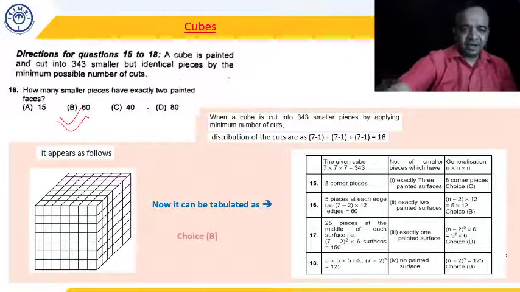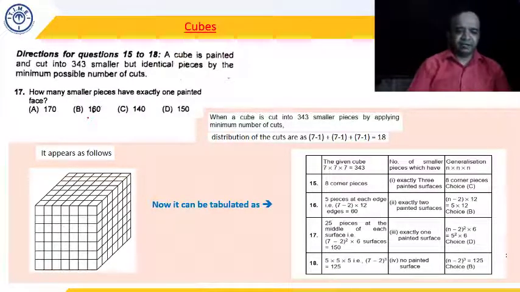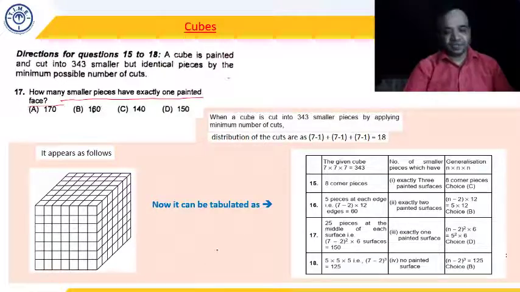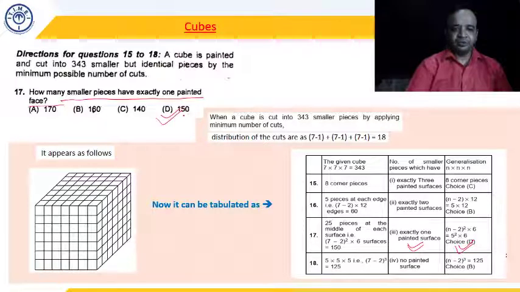Now, next question. I hope this is clear here. How many smaller pieces have exactly one painted face? One painted face pieces are lying on the faces, as we already discussed in the previous slides. That is 7 minus 2 whole square into 6. That makes it 150. Exactly one painted surface, and that is answer choice B. I hope this is clear.